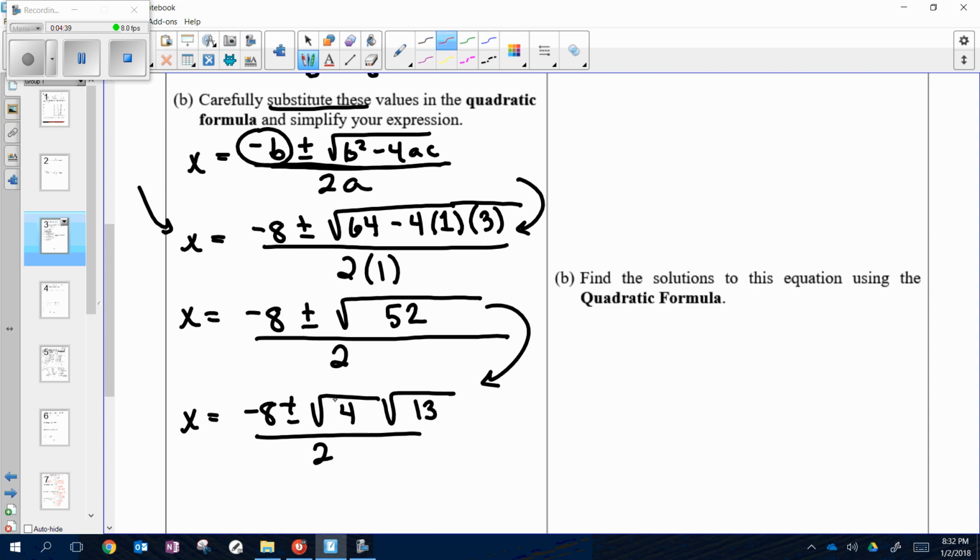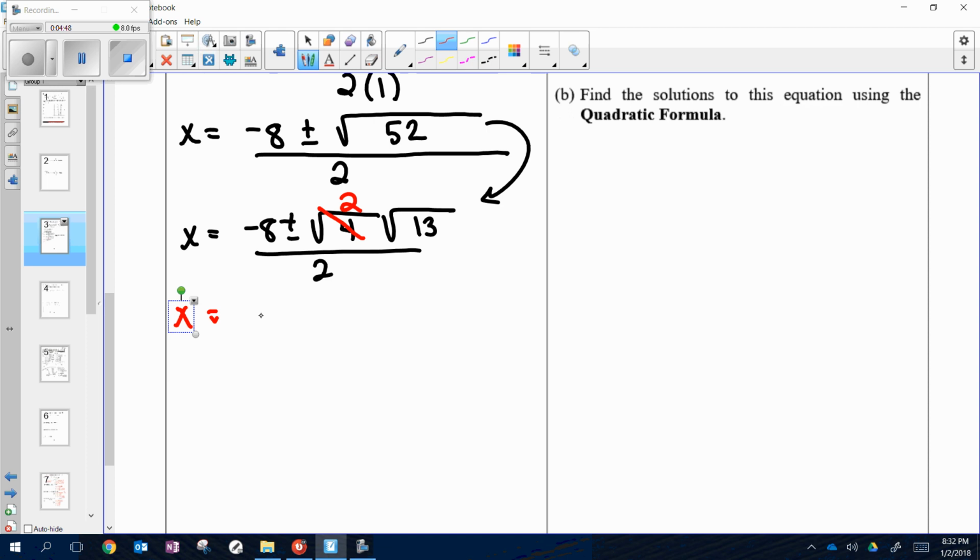There's my perfect square first. The square root of 4 is 2. Now I have x equals, extending my page a little bit here, negative 8 plus or minus 2 rad 13, all over 2.